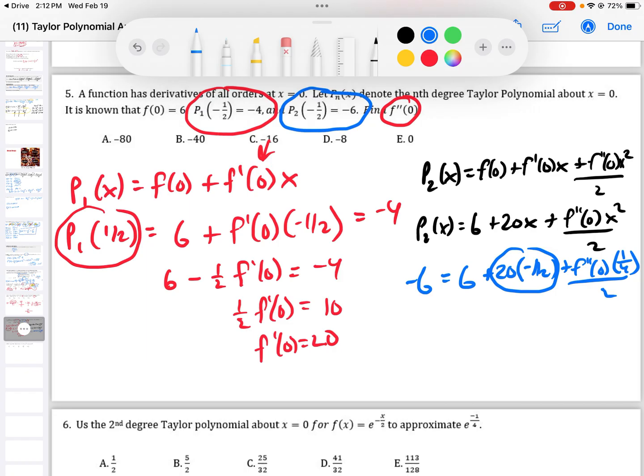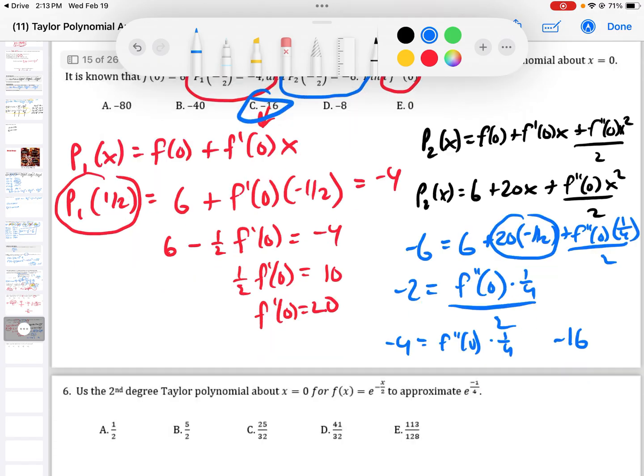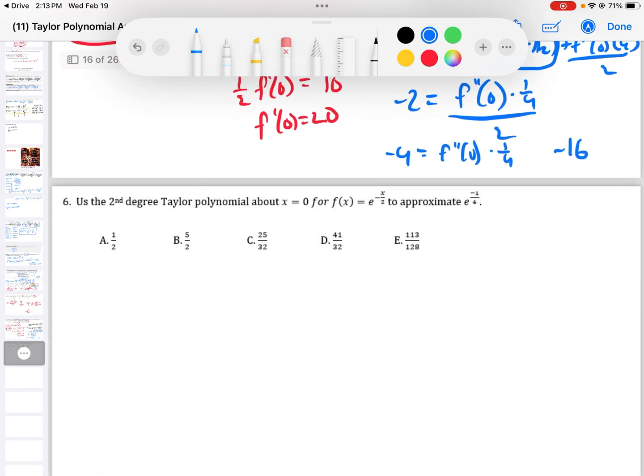So what would I do? Half of 20 would be 10, make it negative. 6 minus 10 is negative 4, add 4, get negative 2 is equal to the second derivative at 0 times 1/4 over 2. Multiply by 2, get negative 4 equals the second derivative times 1/4. Multiply by 4, I get negative 16. So the answer is negative 16. That was a tough one.